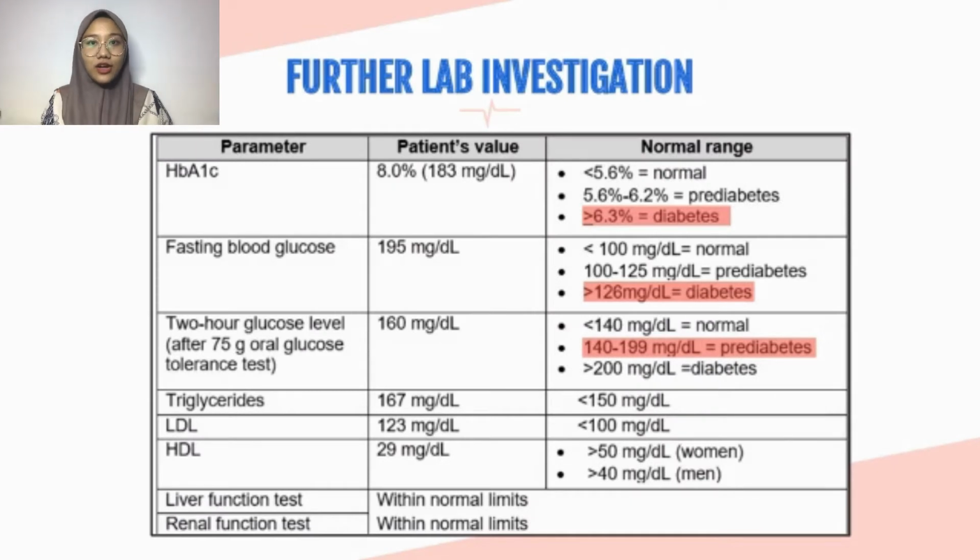So this is the result of her further lab investigation. The value of patient HbA1c is 8%, which exceeds the 5.6%. So it is in the diabetes range. The fasting blood glucose is 195 mg per deciliter, which is in the diabetes range. The 2-hour glucose level value is 160 mg per deciliter, which is in the pre-diabetes range.